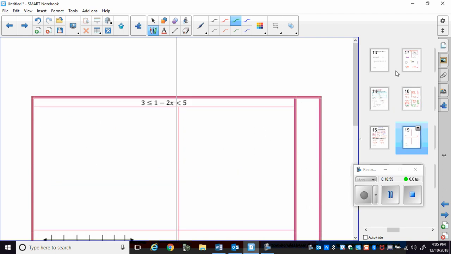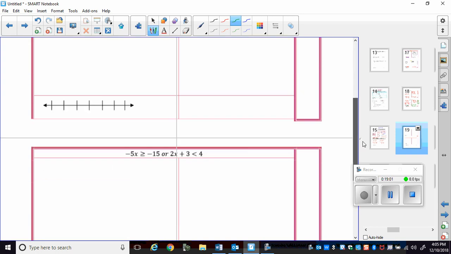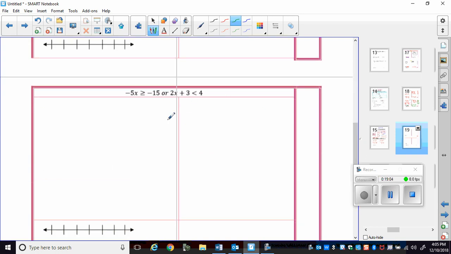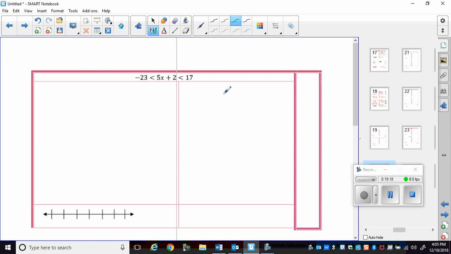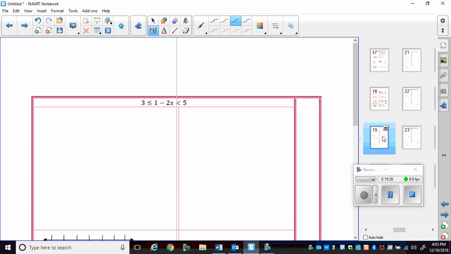For page 19, these two problems you should do on your own, and then do the lesson 3 homework. Just make sure that you're indicating whether there's an and statement or an or statement. Here we go, and statement, or statement. So do this on your own. Think about it. I'll give you a second to do it.